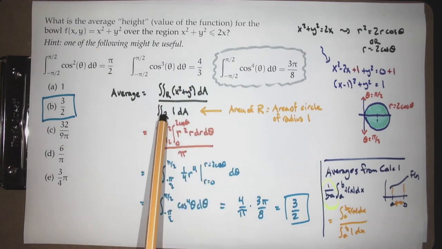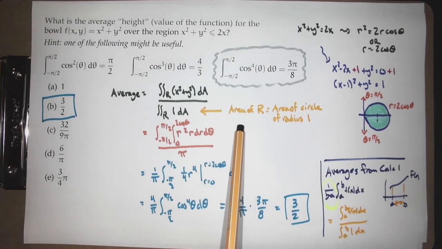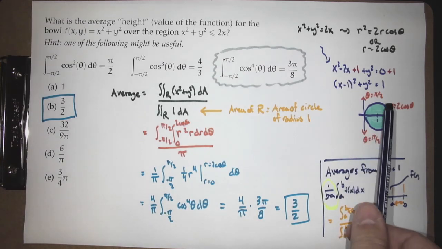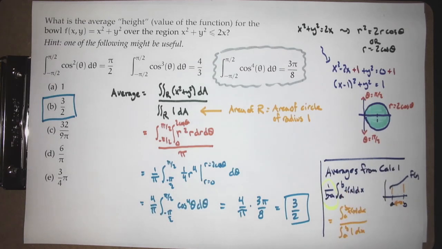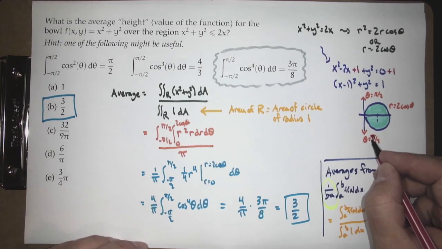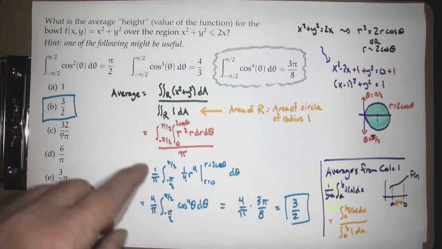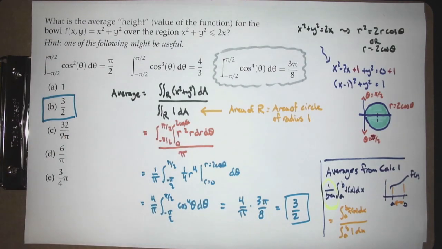But the nice thing about integrating 1 is that's your area. And it's easy to find areas of circles because we learned that a long, long time ago. So you're dividing by pi. Then you just work it through. You set up your integral going from negative pi halves to positive pi halves. I didn't put my negative sign there, or it's very tiny. There we go. That looks like a negative sign now. From negative pi halves to positive pi halves for theta, 0 to 2 cosine theta.